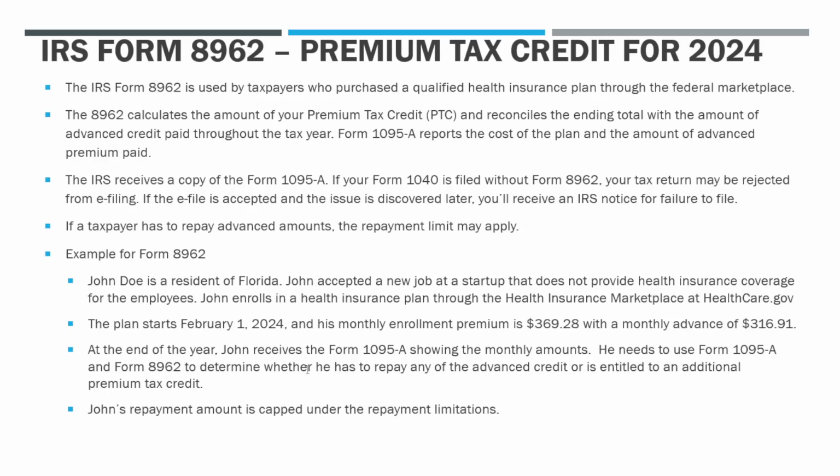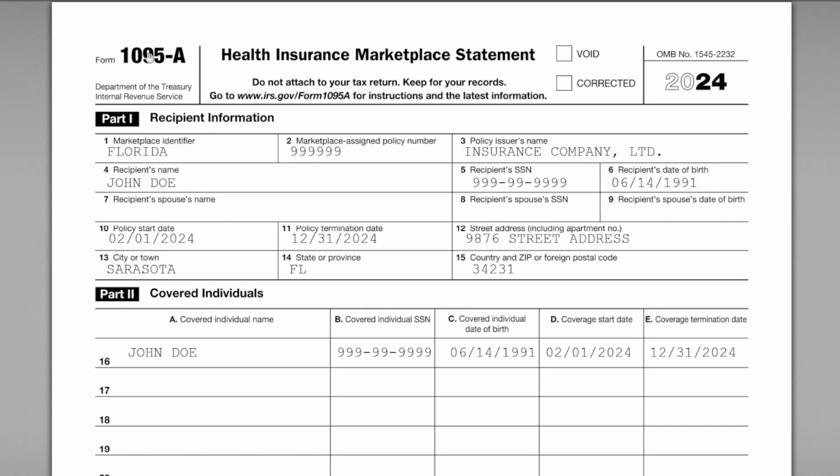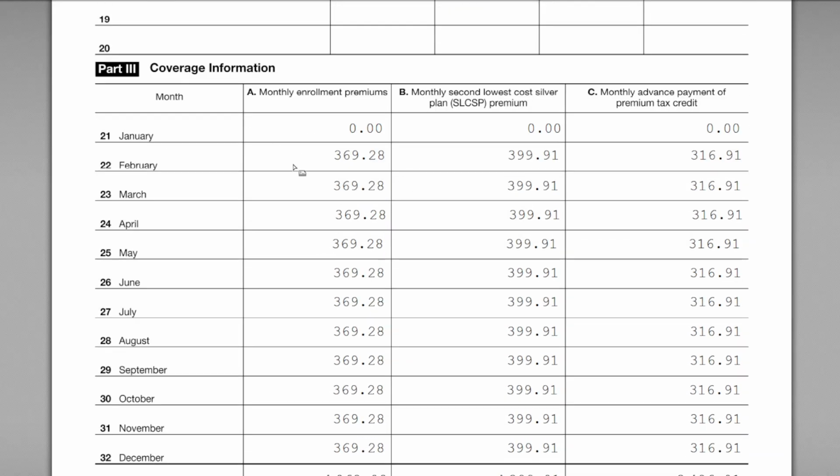Now, the plan starts for John February 1, 2024, and his monthly enrollment premium ends up being $369.28, and he's getting an advance of $316.91. So the advance is based on an estimate of what you think your income is going to be during the 2024 year, right? So these numbers are going to vary from person to person, and it's also going to vary based on what kind of plan you have, where you're living. So there's a lot of variables that go into play there, but all that information is reported on the 1095A. So this is completed and provided to you, and it provides all the details down there in Part 3 for the coverage information.